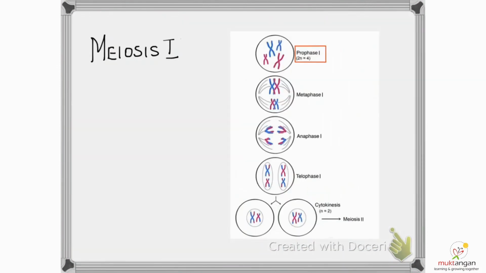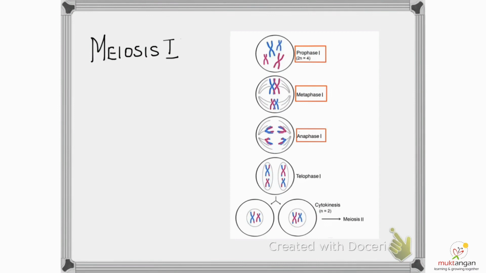This is a graphical representation of meiosis 1. The first step is prophase 1, which we had a look into. In this step, the chromosomes condense, become short and thick. The nuclear membrane starts disappearing and crossing over takes place. The next step is metaphase. Here, the homologous chromosomes come and align at the center of the cell. They align along the equatorial plane of the cell.